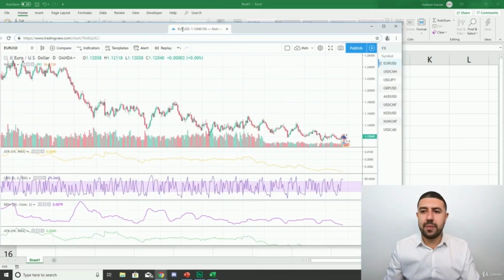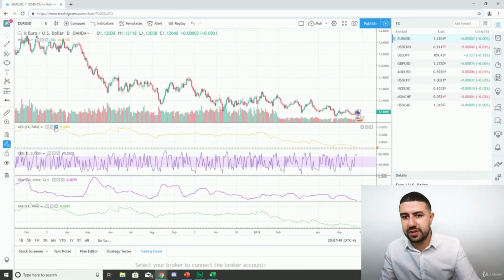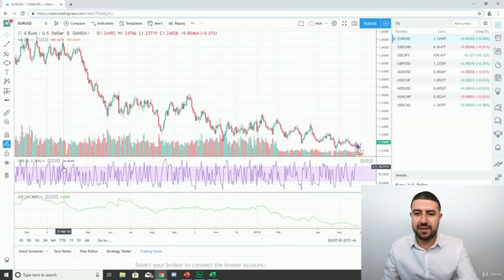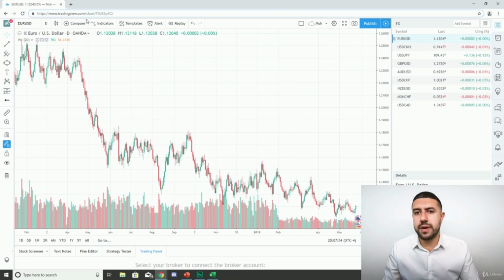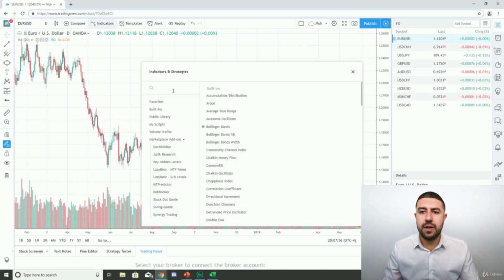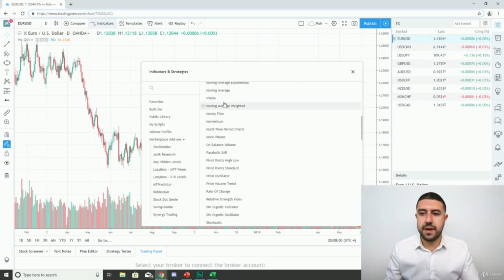So if I grab back my chart here, and let me just remove some of these indicators that I've added in the last lecture. If I look at this chart, I can go here and click on indicator, and you can look for it here. You can go to moving average, which is this one. There's a bunch of different averages.